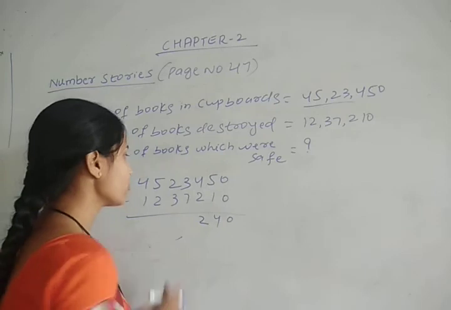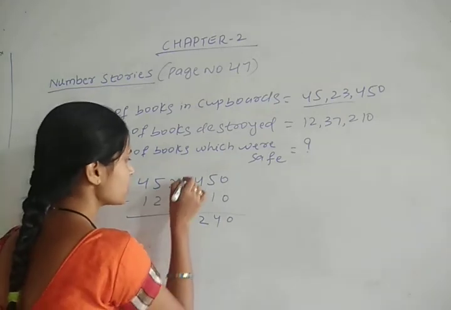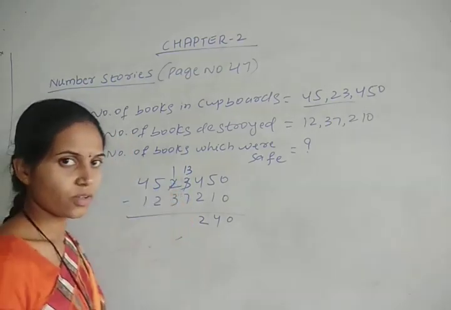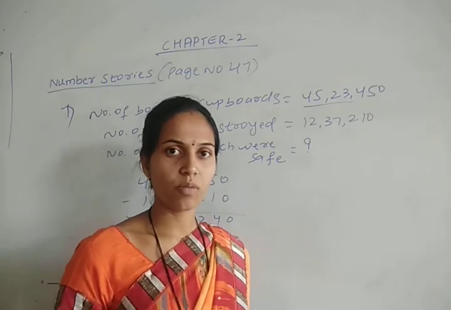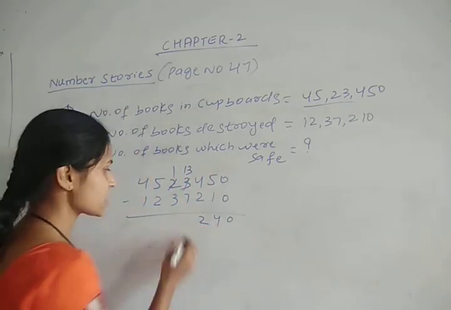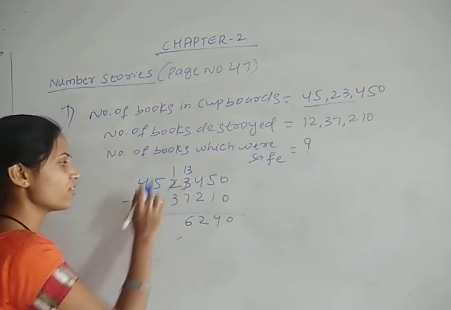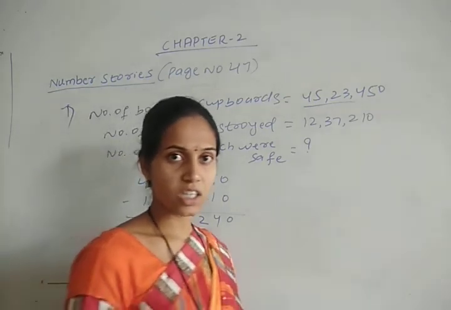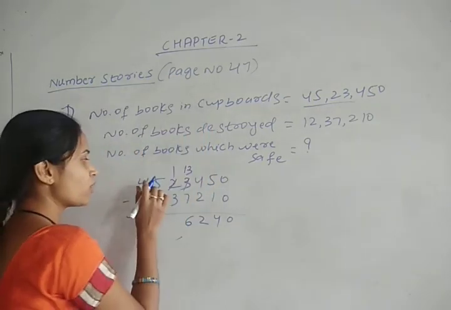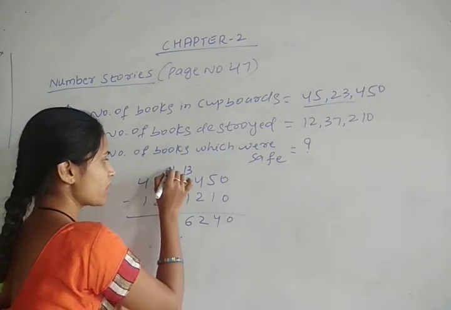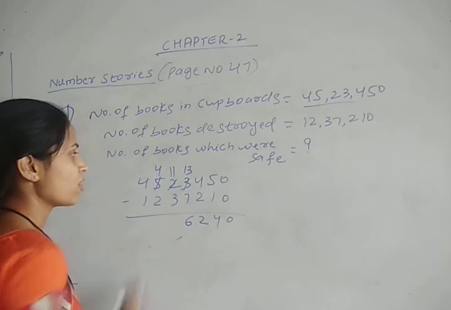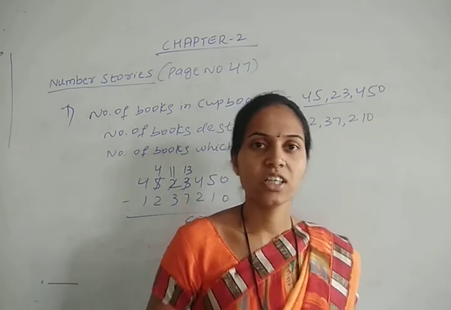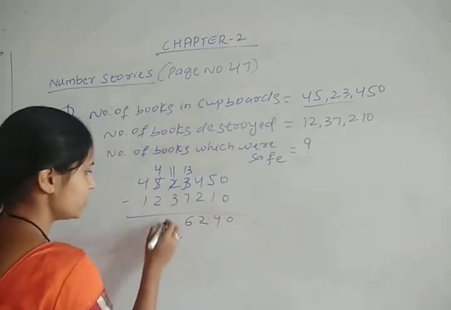For that, I will take one borrow from this 2. Now this 3 becomes 13. Here we are left with 1. Now we can subtract 7 from 13. If we subtract 7 from 13, how much will we get? I will get 6. Now we are left with 1 here. So we cannot subtract 3 from 1 because 1 is smaller than 3. For that, I will take 1 borrow from this 5. Now this 1 becomes 11. Here we are left with 4. Now if you subtract 3 from 11, how much will you get? I will get 8.